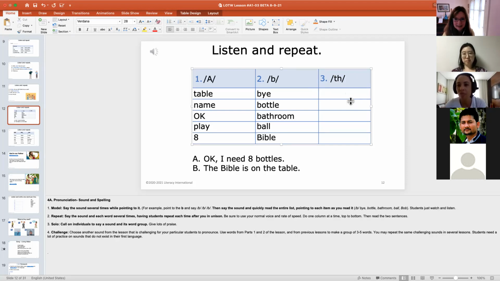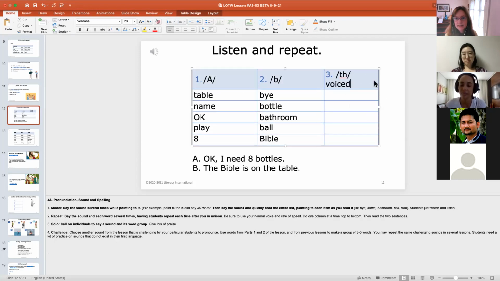And there are two different TH sounds in English. There's the TH voiced sound. And voiced just means when you say it, your throat is vibrating. And then there's also one that's called the TH unvoiced, which your throat doesn't vibrate. It's just air.